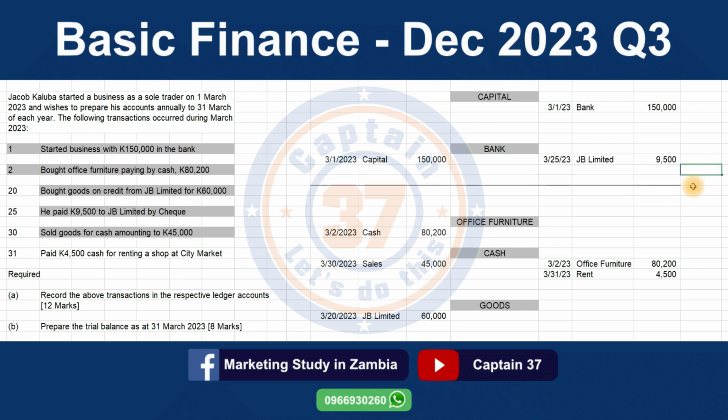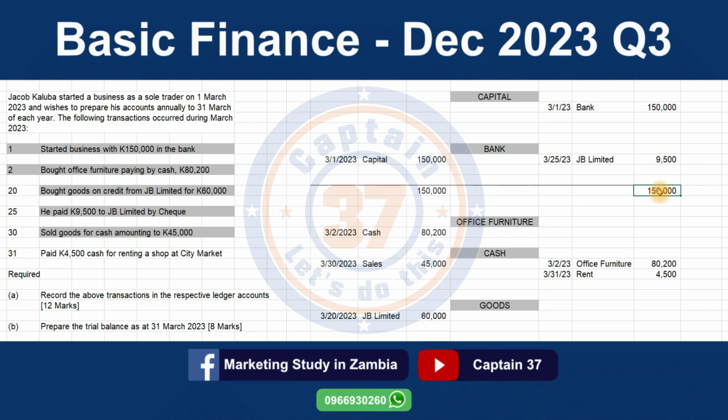Okay. Then what we do is we get the highest amount. This one is 150, so that's what we're going to write here: 150,000. We are also going to write 150,000 on this side. Now, 150,000 plus 0 is 150,000. 9,500 plus zeros is not equal to 150,000.